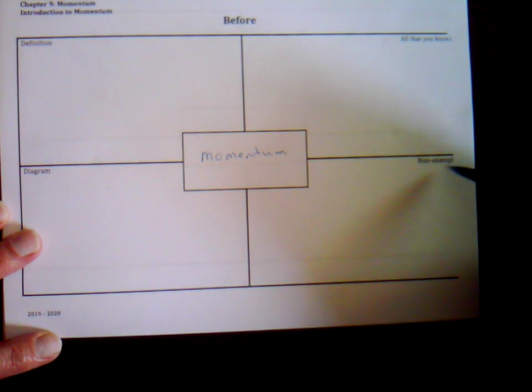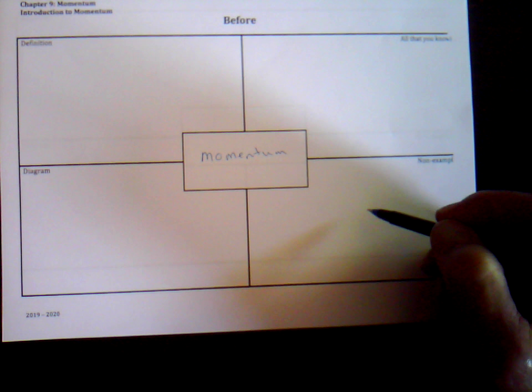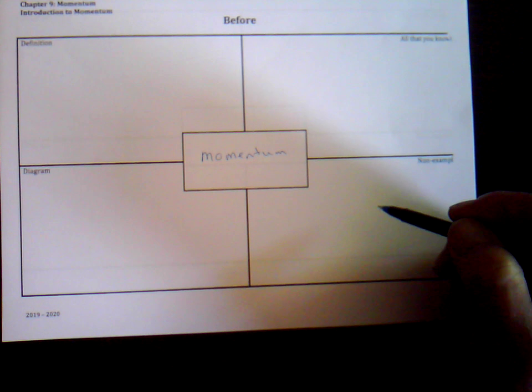And then up in the bottom right-hand corner, you can either write a description or draw a diagram of a non-example of momentum, something that is not momentum, something completely out of there that's not momentum, anything at all, okay? So again, pause the video, take some time to do that. All right, you start back up.